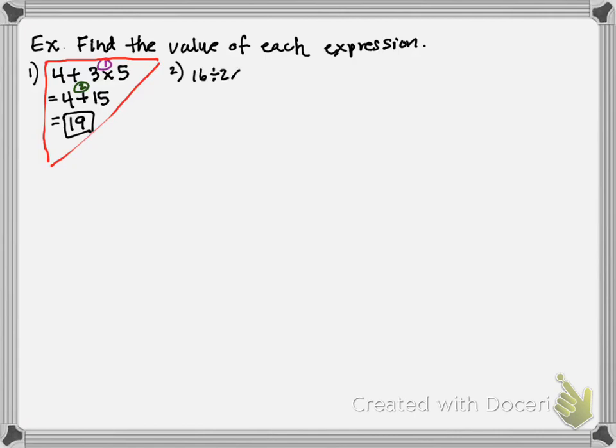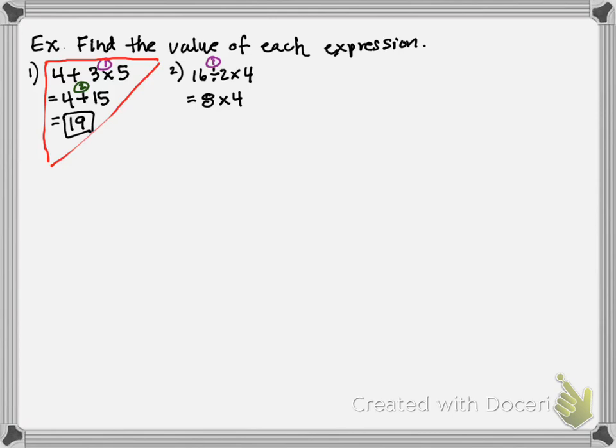16 divided by 2 times 4. Grouping symbols? Nope. Exponents? Nope. Multiplication or division? Yep. In fact, I've got both of them. So which one do I do first? Whichever one shows up first. That would be the division. So I'm going to do 16 divided by 2. That's 8. And then write out the rest of the problem.